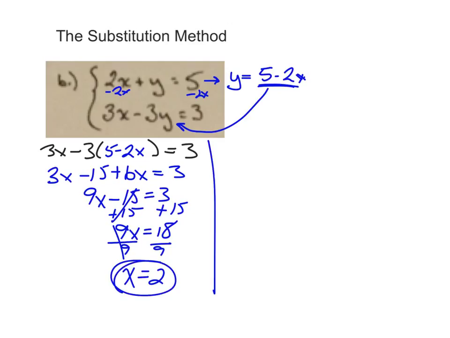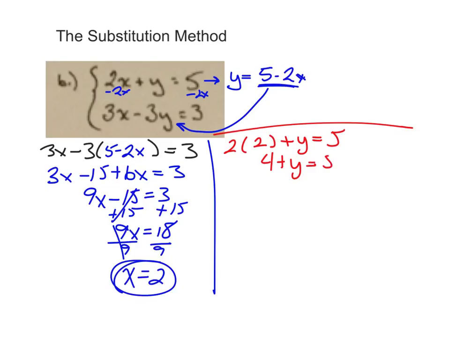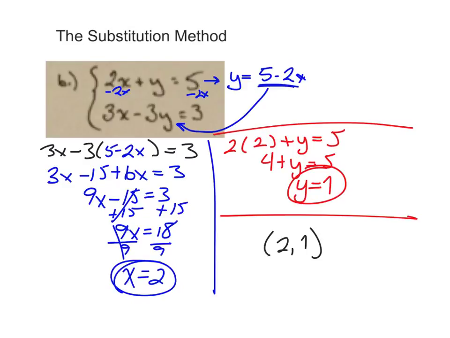Great. Now take that and plug it into one of the original equations. I'll just plug it into the first one. 2x plus y is equal to 5. My x is 2, so 4 plus y equals 5 means that y is 1. Almost done. Write your solution as an ordered pair. The x coordinate's 2, the y coordinate's 1.